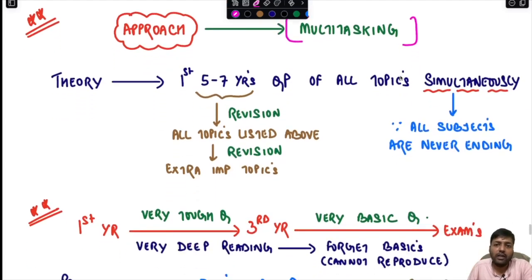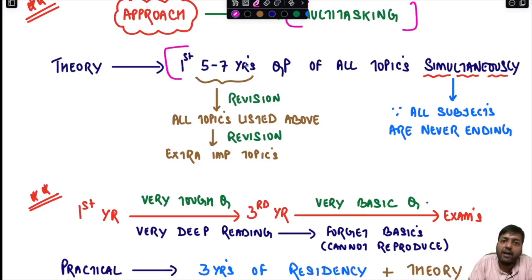So for theory, as I told you, the approach is first the 5 to 7 years of question papers of all topics simultaneously. Why? Because all the subjects are never ending, as I have already explained. Simultaneous is very important. If you are doing general pathology 5 to 7 years, simultaneously you should also be doing systemic pathology, hematology, cytopathology, everything. I will show you the basic timetable of how to do them. When you are reading these 5 to 7 year question papers, you have to revise them as well.